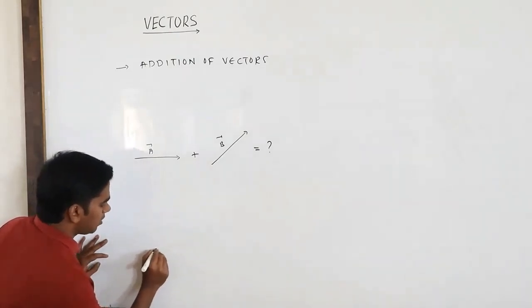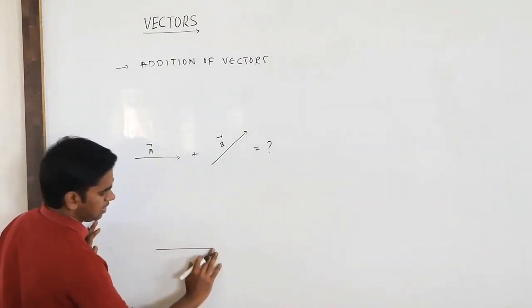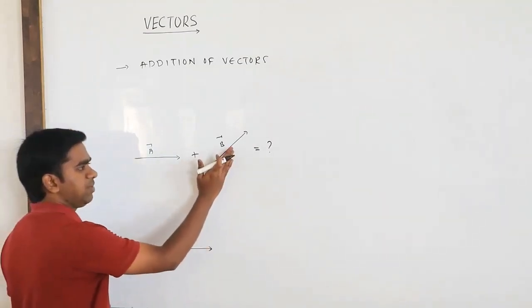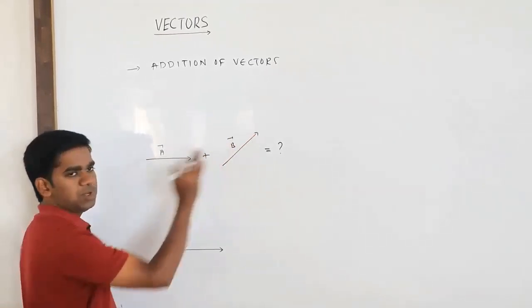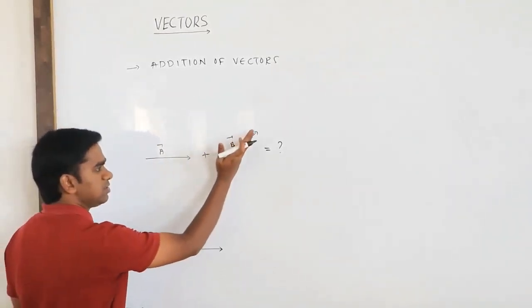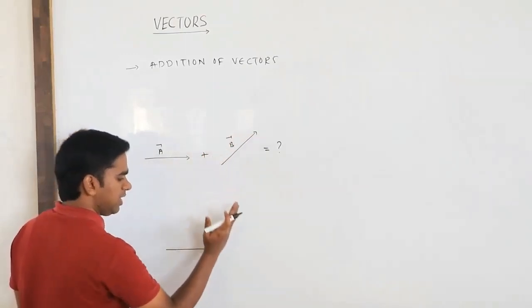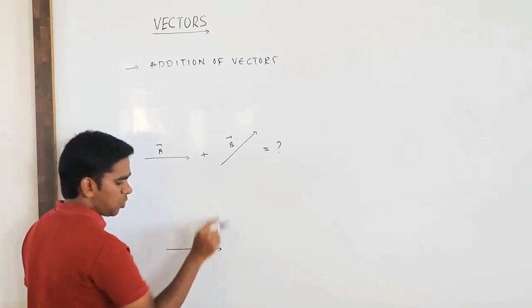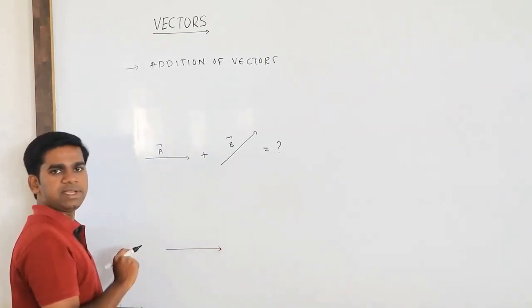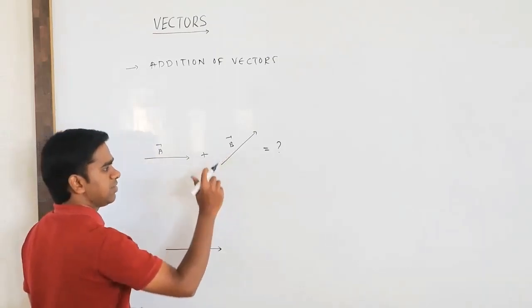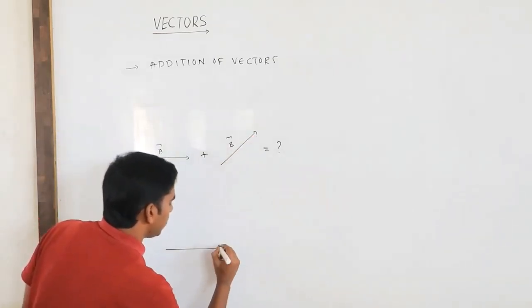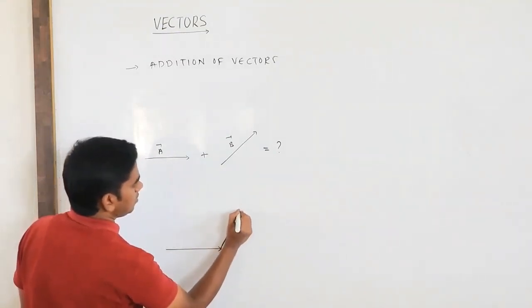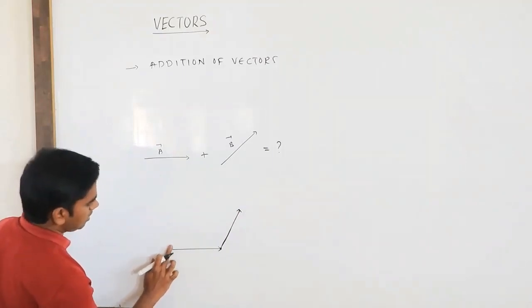I will draw the first vector here in the given direction with the same length, whatever length is given. Then take the next vector in the same direction. You are not supposed to change the direction. Draw the next vector, vector B, such that its tail coincides with the head of the first vector. I will take this vector and put it here. So this is vector B, and this is vector A.